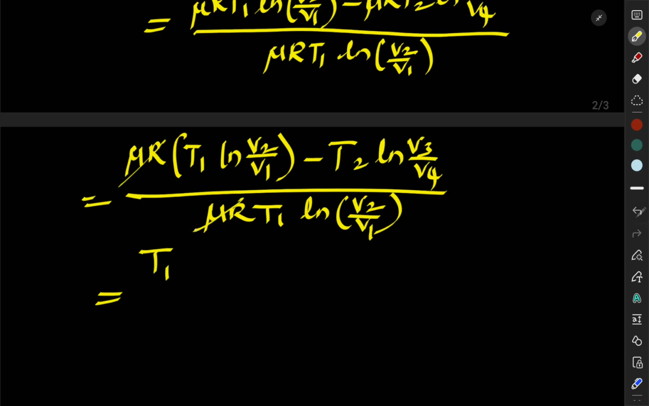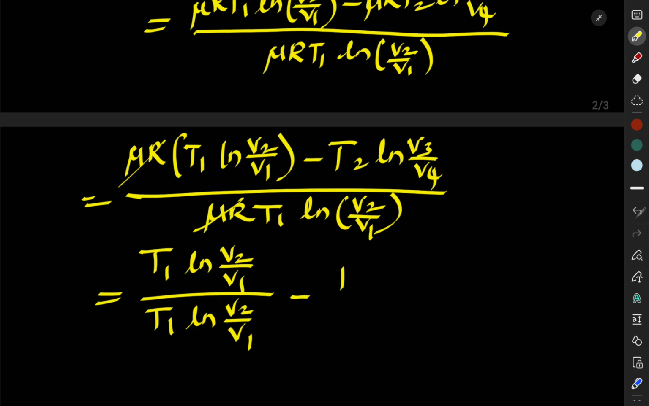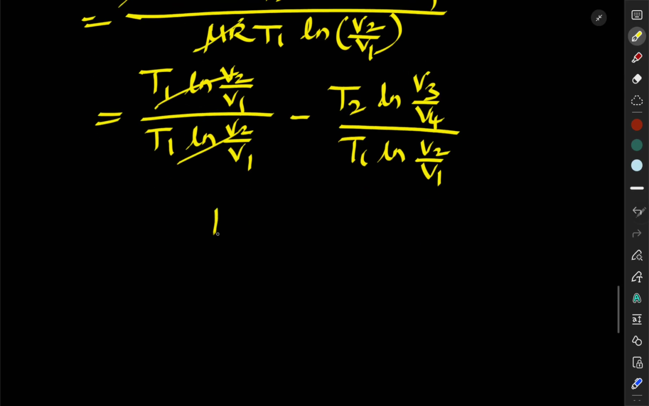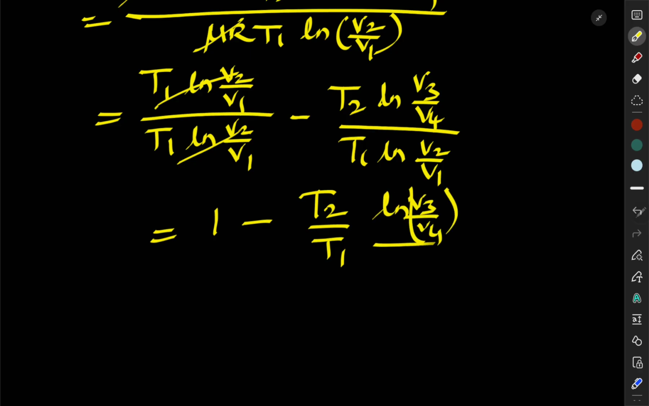So in the next step, we can write T1 log V2 by V1 separately with the denominator. This term also separately. So this again gets cancelled. What we get here is 1 minus T2 by T1 times log V3 by V4 divided by log V2 by V1. Okay, keeping this aside now.